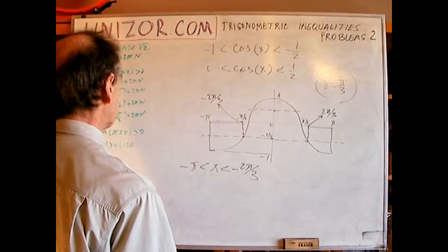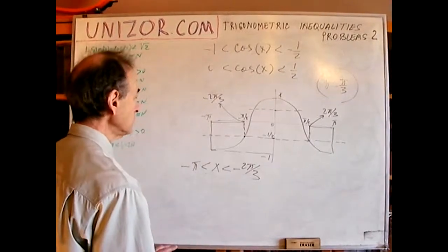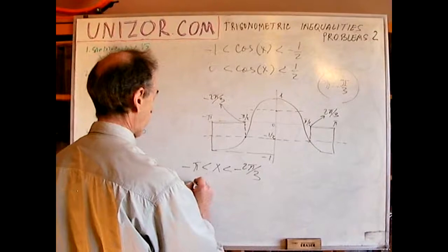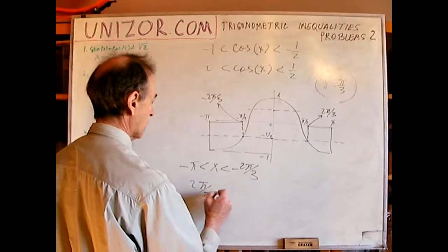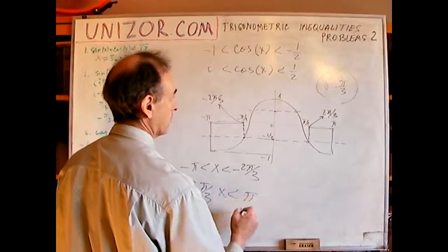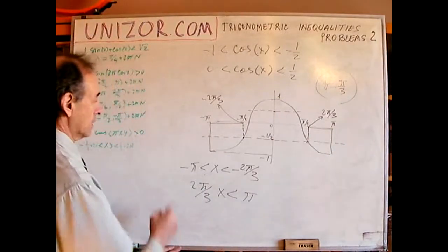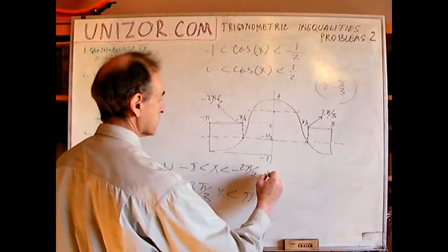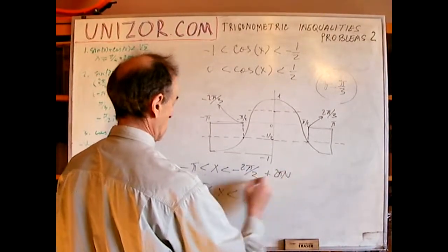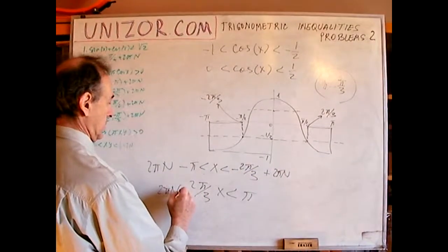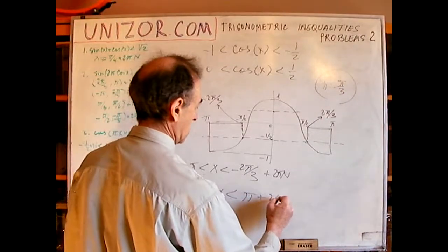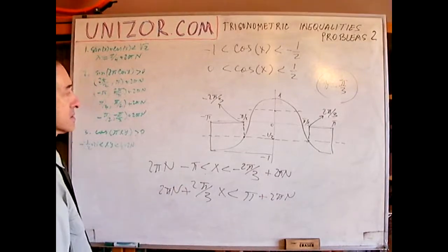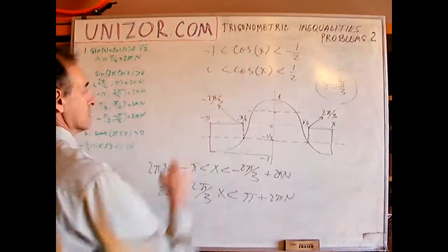Am I right? Looks like I'm right. And from 2 pi over 3 to pi. This is this area. And obviously I should add 2 pi n to both sides. So these intervals are solutions to the first one.